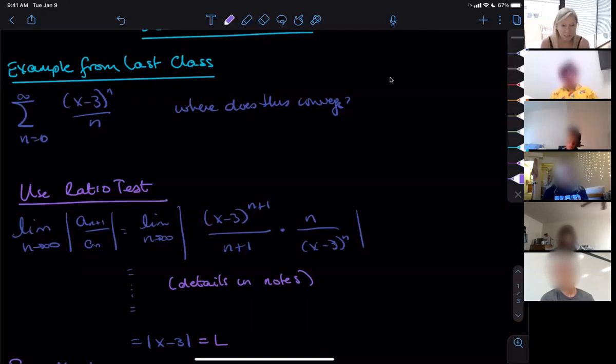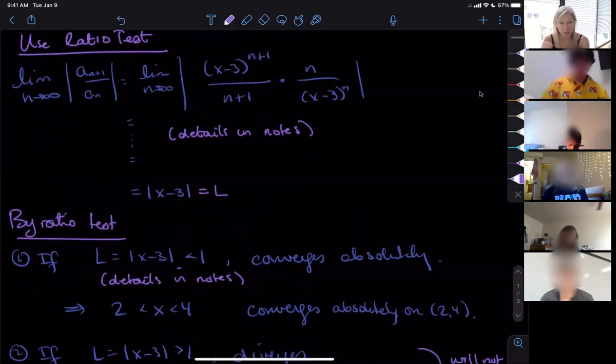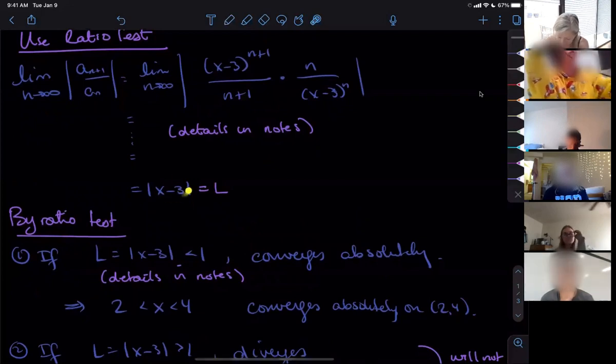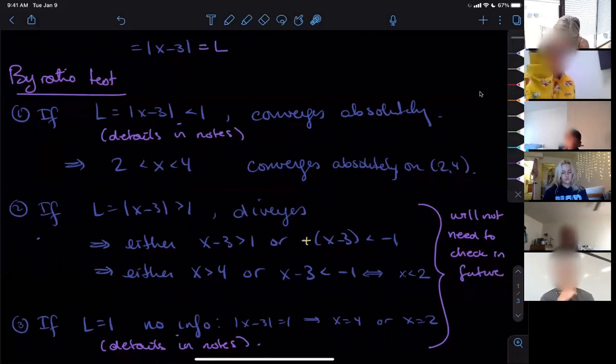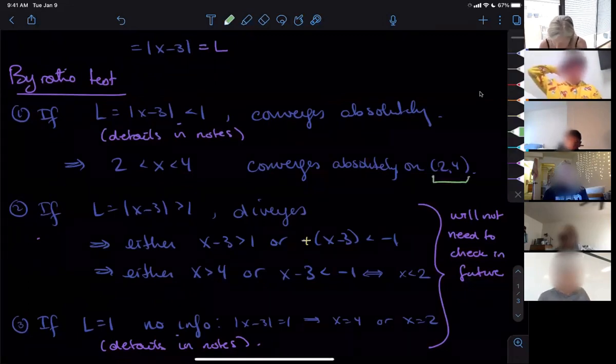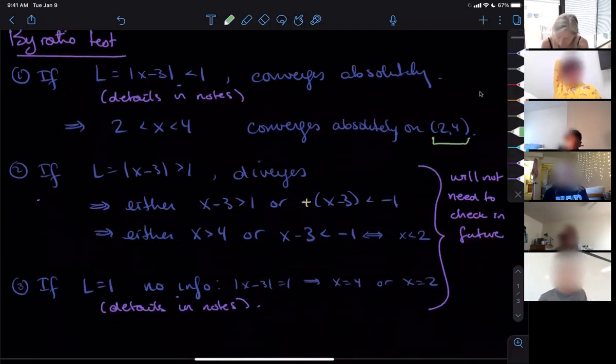The way we were trying to do this last time is we took our power series and we used the ratio test. I don't have all the details, but you have it in your notes. When we did the ratio test, the limit that we got is the absolute value of x minus 3. And we remember from the ratio test that when the limit is less than 1, the series converges absolutely. When it's greater than 1, it diverges. And when it is less than 1, that's going to be when x is in this range between 2 and 4. When it's bigger than 1, it diverges.